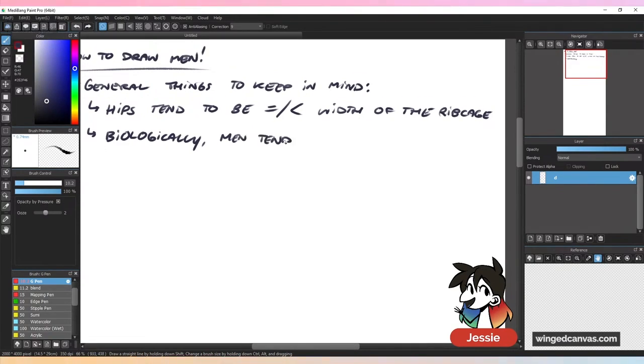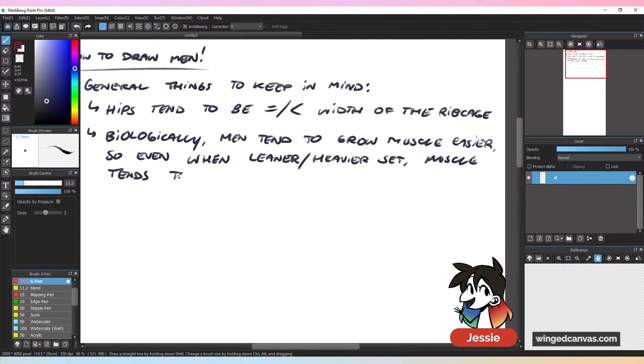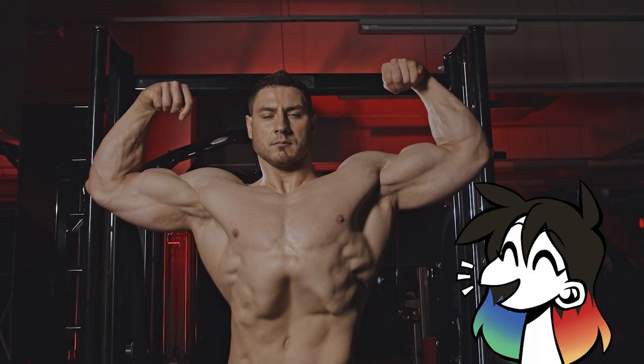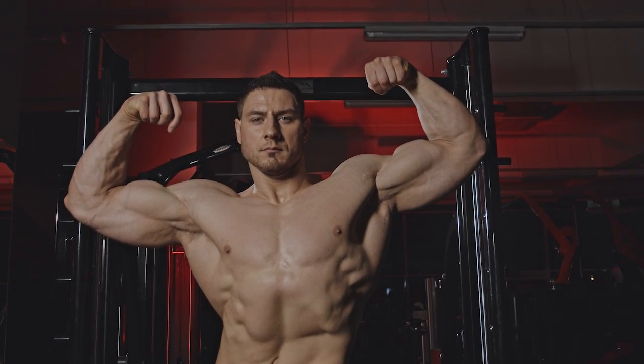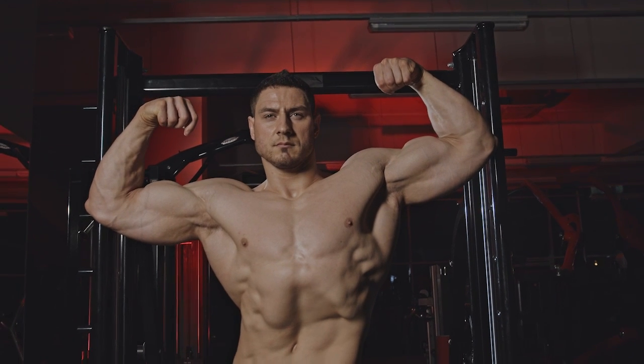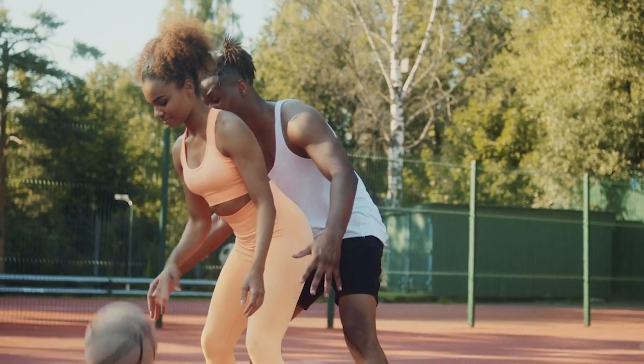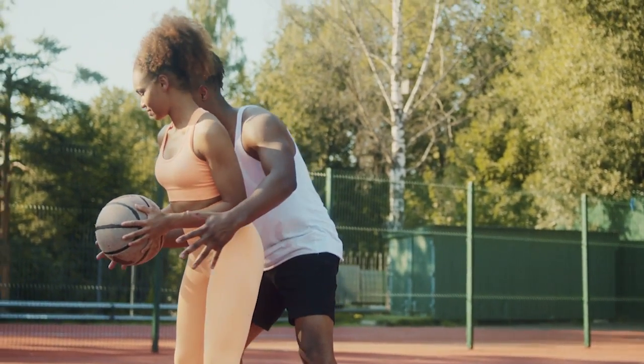Biologically, men tend to grow muscle easier. So even when the body type is more lean or a little bit heavier set, muscle tends to be more pronounced on a man than a woman. Muscle growth tends to come from testosterone, I think. But because of their added testosterone, they tend to bulk up a little bit easier. So even when a man is a little bit leaner or a little bit heavier set, he will generally still look more muscular than the average woman. This does not mean that they are always super, super buff, but in general, they tend to be a bit more strong looking.